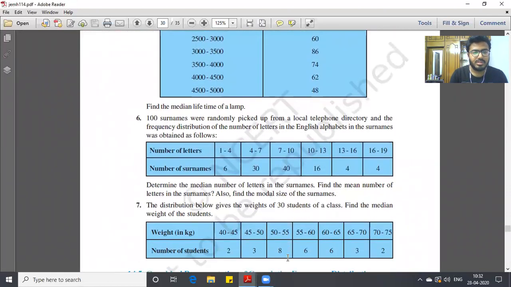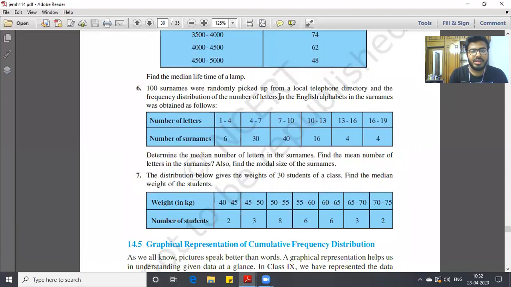Sixth one. 100 surnames were randomly picked up from a local telephone directory, and the frequency distribution of the number of letters in the English alphabets in the surnames was obtained as follows. Okay, so surname and its alphabets. So number of letters that is given here 1 to 4 and 4 to 7, then 7 to 10.